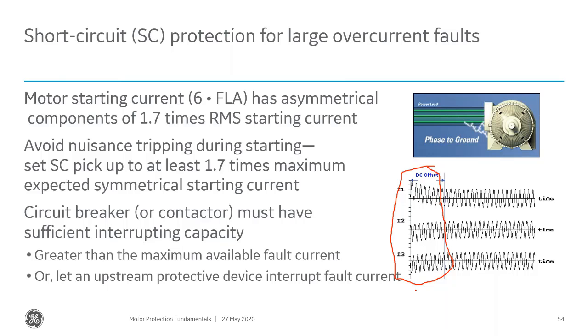So the caveat is that, that's how I want to set it. I want to set it at 1.7 times 6.5 times full load amps. The caveat that I want to warn you about is that you may not want to use an overcurrent element, a phase overcurrent element, if you have a contactor.